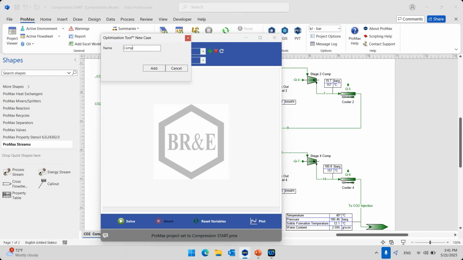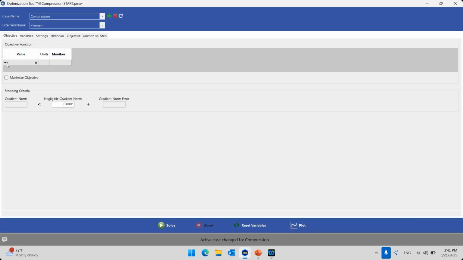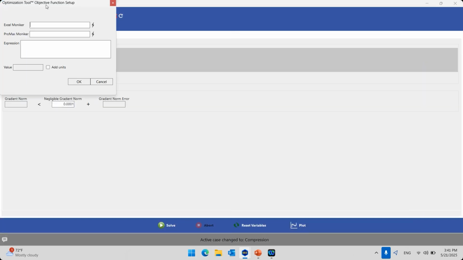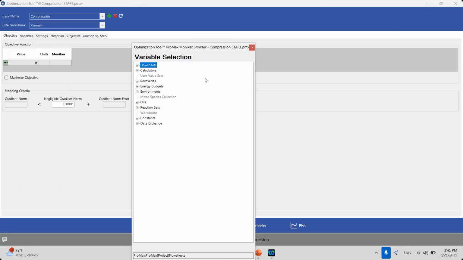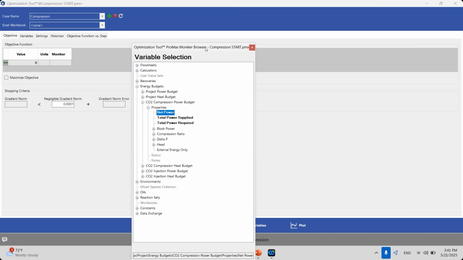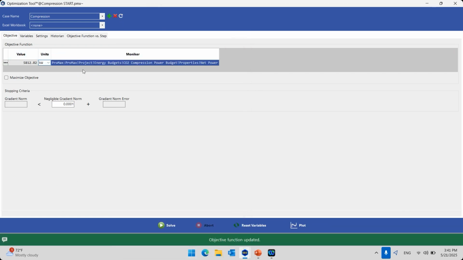In this case will be my compression, where I'm going to say, my objective is to minimize my horsepower. So what I essentially want to minimize, in my energy budgets, is my CO2 compression power budget and net power. I want to minimize the net power of my compressors.